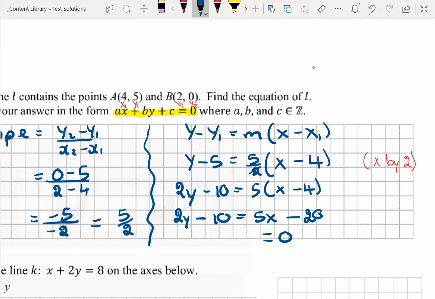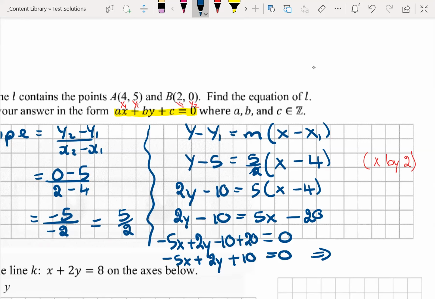So bring over the 5x, it becomes negative 5x. We have the 2y, it's positive. We have negative 10 there. Bring over the minus 20, which becomes a plus 20. Okay, so we can tidy up. Negative 20 plus 20 gives us a plus 10. And finally, we want to have a positive x, so change that minus 5x to a positive 5x. But if we do that, we have to change all the signs. So it becomes a negative 2y and a negative 10 equals 0. And that's the final answer for that one. Okay, probably a 15-mark question, that one.